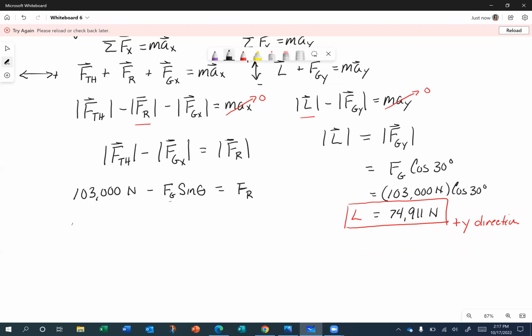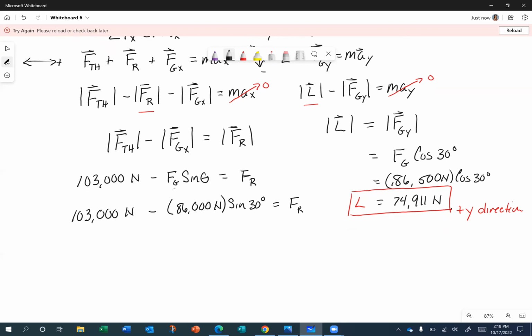So do you know these values? I'd get 103,000 newtons minus, wait a second, sorry, wrong number over here. This should be, got the right answer there, but 86,500 newtons. Over here, we get 86,500 newtons times the sine 30 degrees equals your force of air resistance.